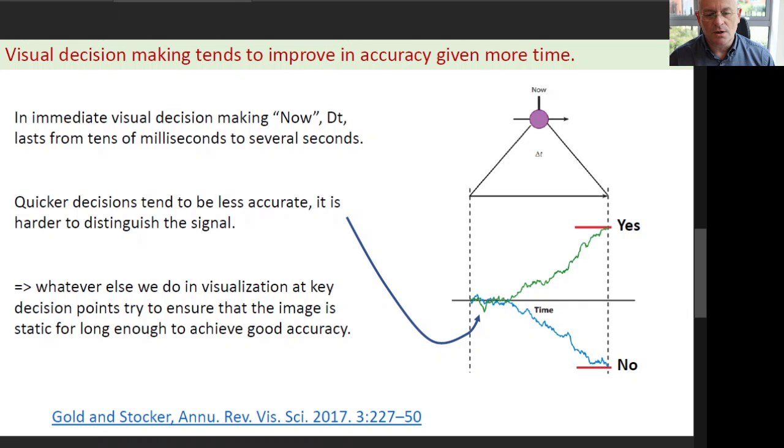And that leads us to a conclusion for visualization, which is that whatever else we do in visualizations, at key decision points, we need to make the image static for long enough to achieve a good accuracy in decision making. So while there's a lot of emphasis in interaction, in interfaces, and while there's some emphasis in films on moving information past you in time, in fact, for you to make a good decision, you really want the evidence to be available for long enough for you to see it and understand it accurately.